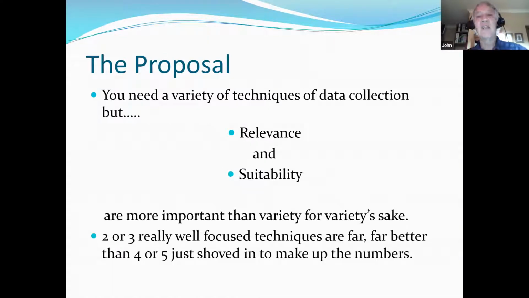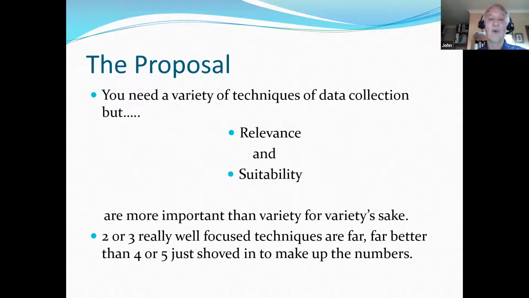You need a variety of techniques of data collection. But more important than variety is getting them relevant and suitable for the topic that you're doing. How many data collection techniques should you use? In the past, we have said 2 or 3 well-focused techniques are far, far better than 4 or 5 techniques just shoved in to make up the numbers. This year, that 2 to 3 really well-focused techniques counts even more than before, because you're short of time, you're working under pressure. So think of 2 or 3.